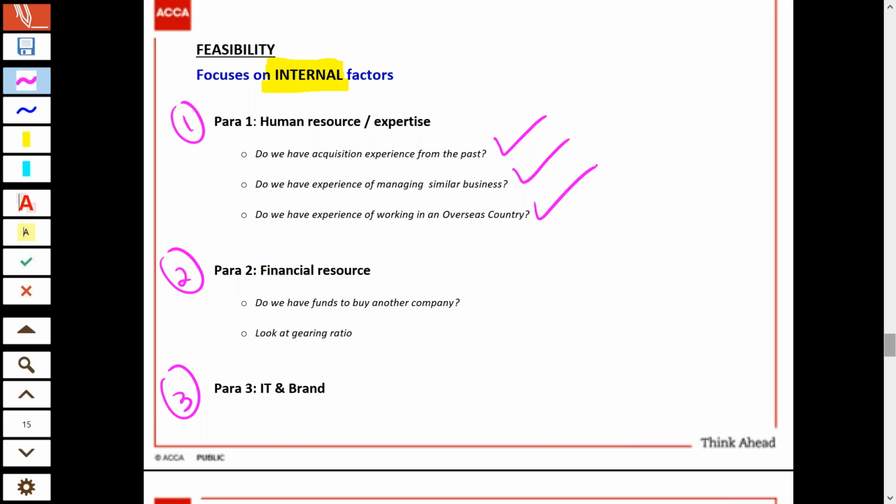Under financial resources, you need to see whether you have the funds to acquire the company. Acquisition may look good, but you need some funds as well. So do you have the finances to acquire? You might need to look at the gearing ratios. If the gearing is high, then you will say that arranging funds will be difficult. If the gearing is low, you will say that the company can raise debt financing to finance the proposed acquisition. Very simple, very basic, common sense stuff.